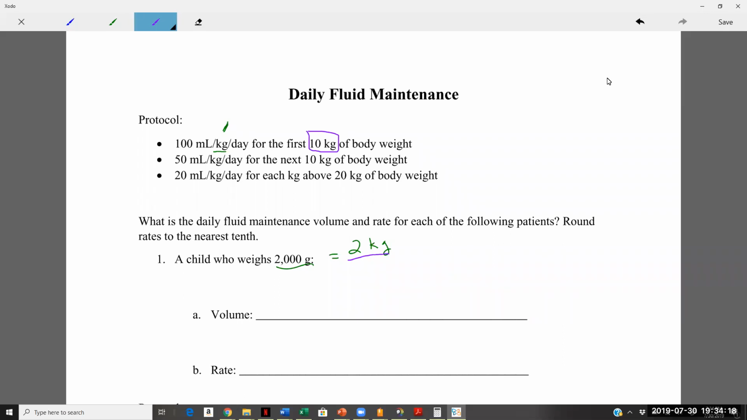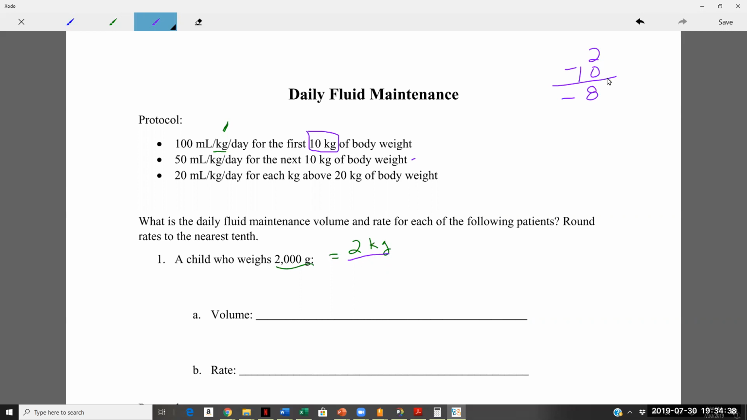If you take the patient's body weight and you subtract 10 from it, if you come up with a positive number, then you know you go to tier 2. But this one, we come up with a negative number, so we stop at tier 1. There's no reason to keep going. Our patient weighs under 10 kilograms.